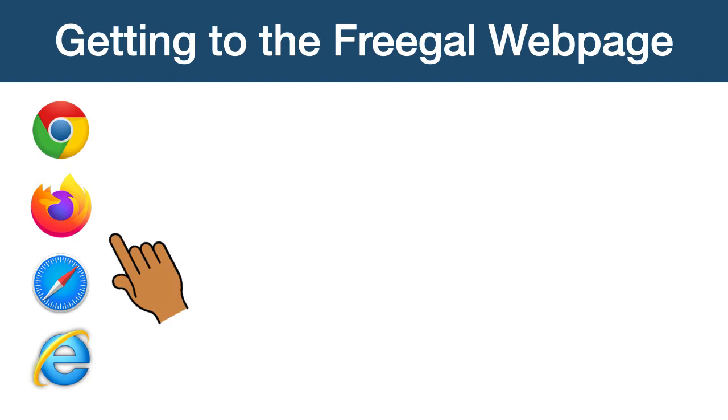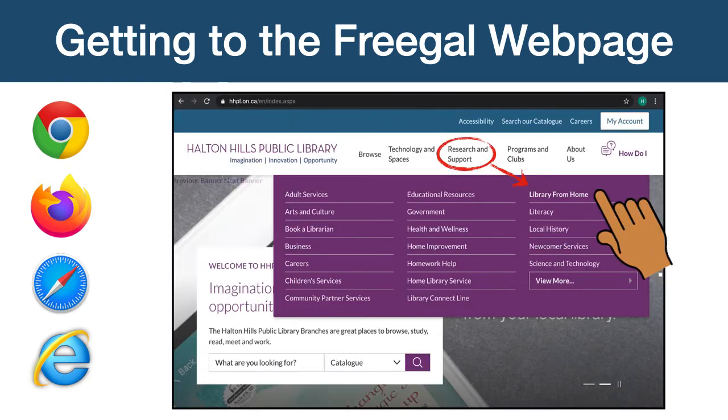Let's start by opening a web browser such as Chrome, Firefox, Safari, or Internet Explorer. This digital resource needs to be accessed through the Halton Hills Public Library website. Start by going to www.hhpl.on.ca and hovering your mouse over the word Research and Support at the top.